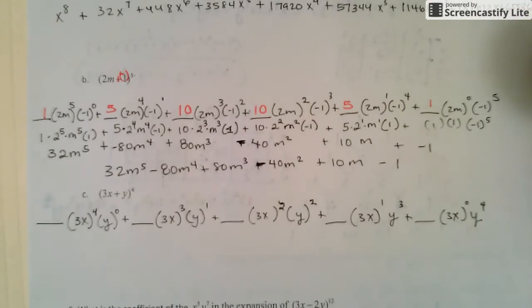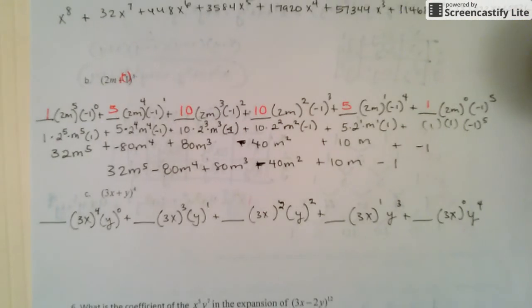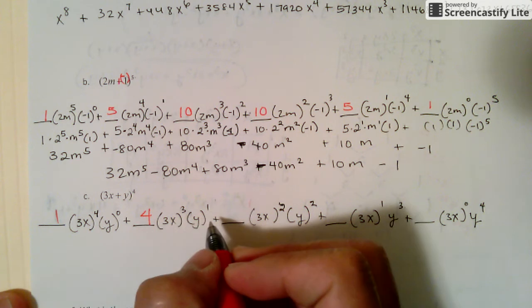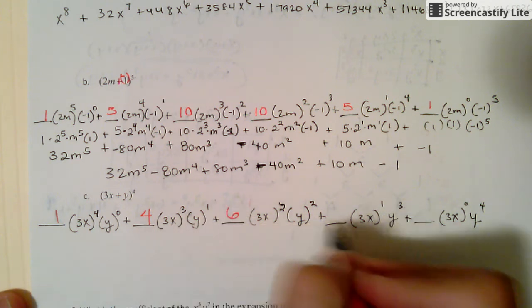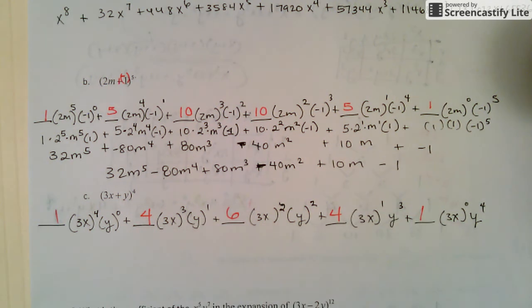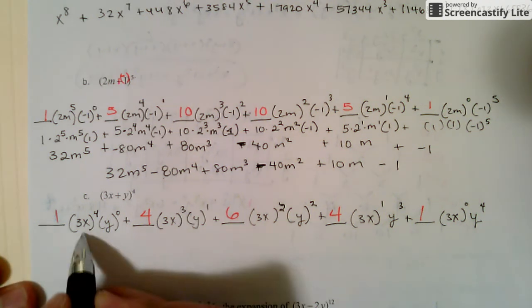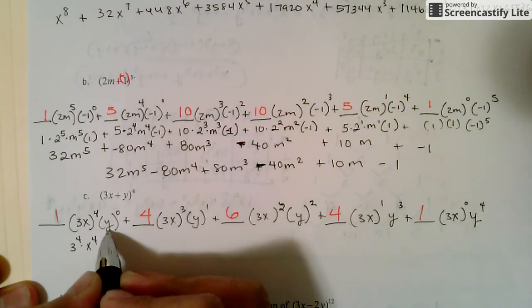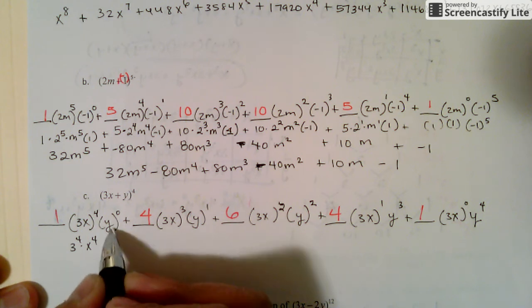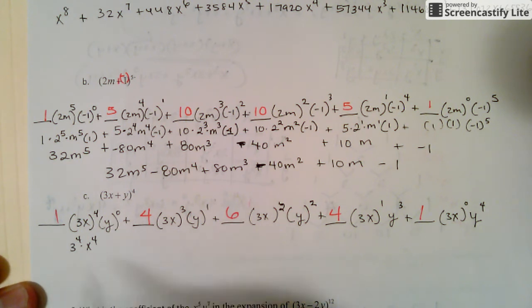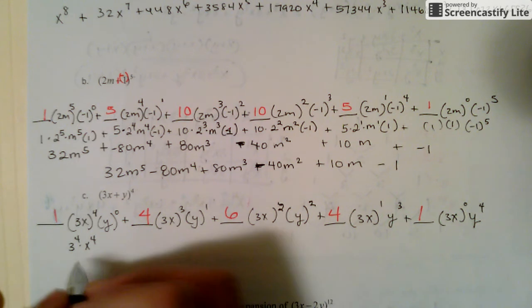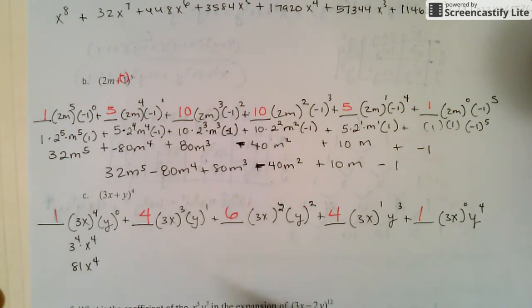Okay, so then we need to fill in our coefficients. Pascal's triangle says the fourth row is 1, 4, 6, 4, 1. So we fill those in, and now we just have to multiply everything out. So I'm going to do this piece first. That's 3 to the fourth power times x to the fourth power, and then y to the 0 just becomes 1. So this is just 3 to the fourth power. So 3 to the fourth power ends up being 81x^4.